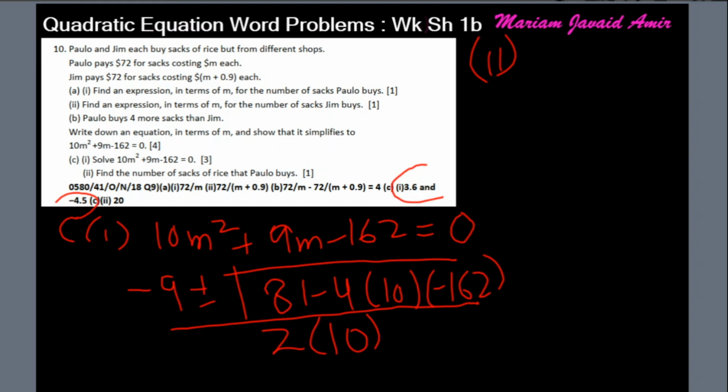So we found the number of sacks Polo buys. The expression for the number of sacks that Polo bought was 72 over m, and the value of m is 3.6 or minus 4.5, but m is in dollars, so it can't be negative. So cost of something can't be negative, so we'll use 3.6. So 72 over 3.6, what do we get? Which gives us 20.